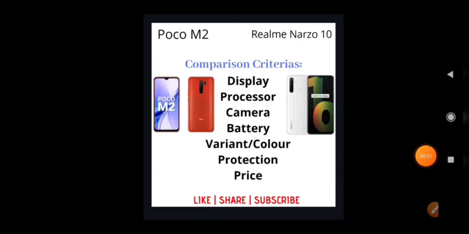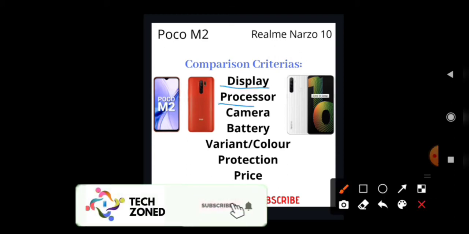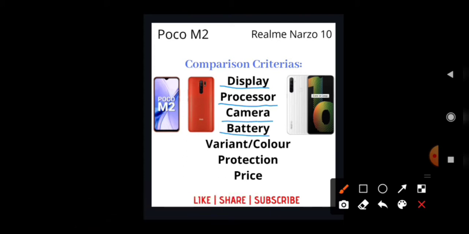Let us tell you that this comparison is based on certain criteria, and the criteria are the display, the processor, the camera, the battery, the UI, the variant and the color, the protection, and ultimately the price.